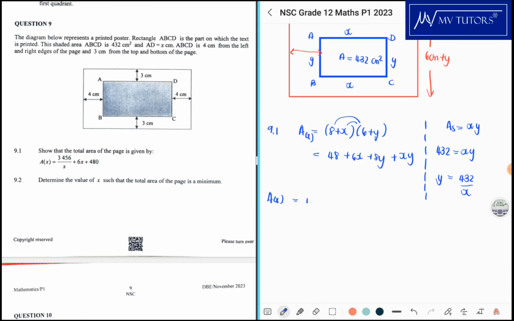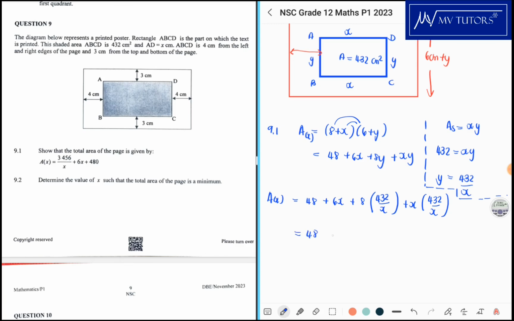And then I have my 48 there, my 6x, 8y, so 8 times 432 over x, and plus x times y, so x times y. Let me just do that. All right, so x times 432 over x. Whew, all right, will this work out? Well, it has to work out.